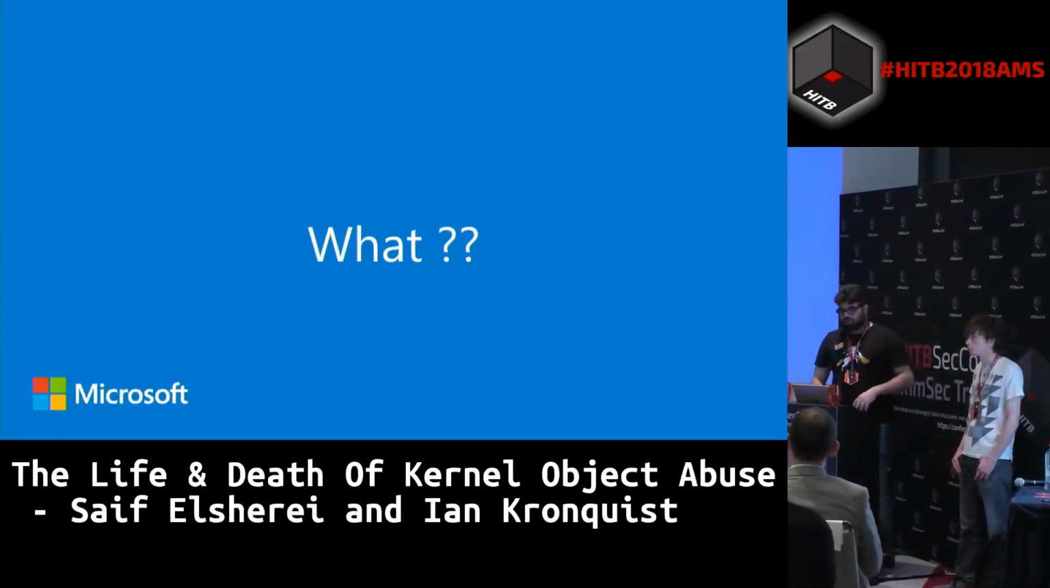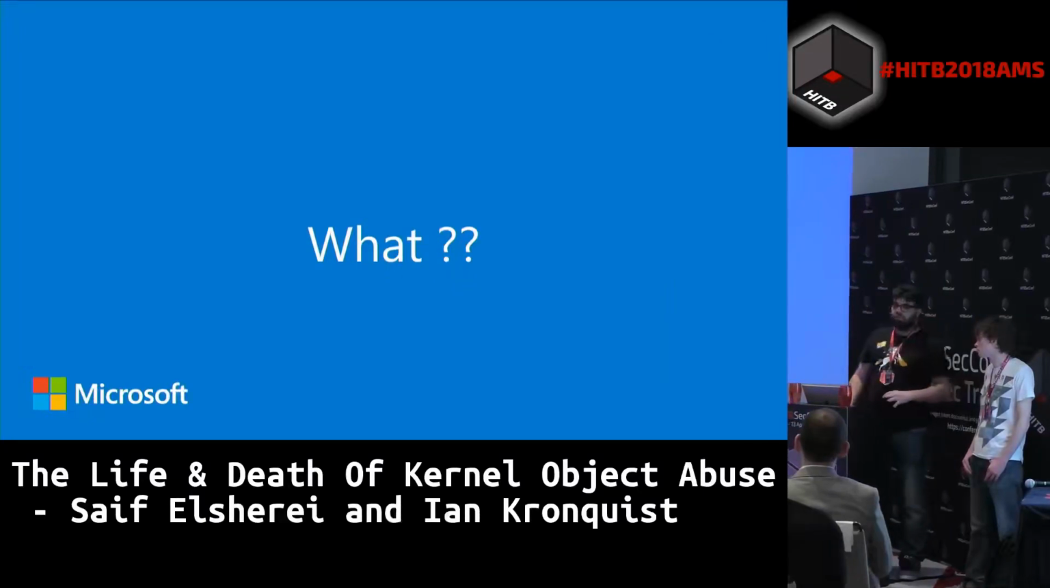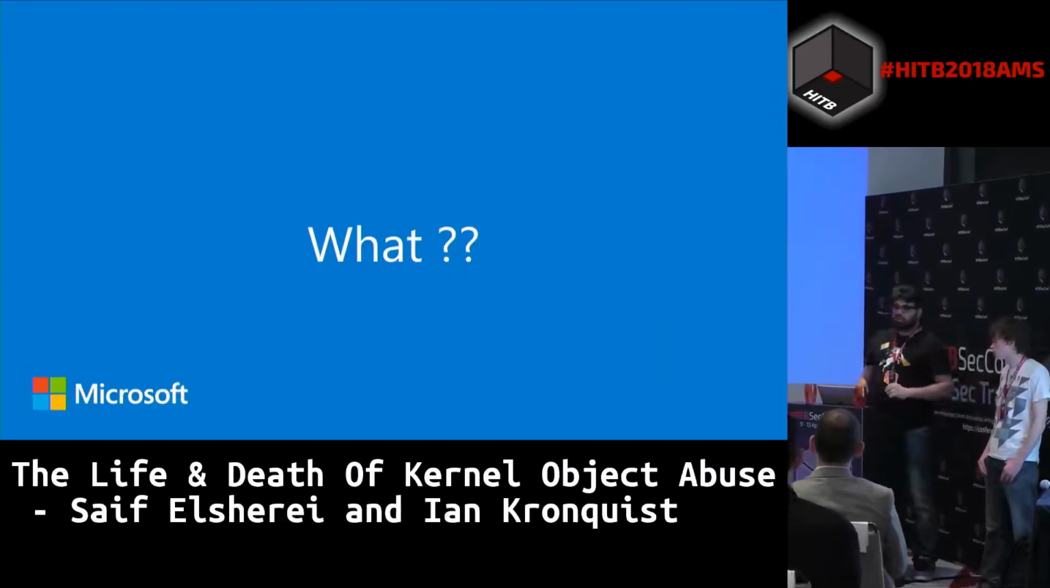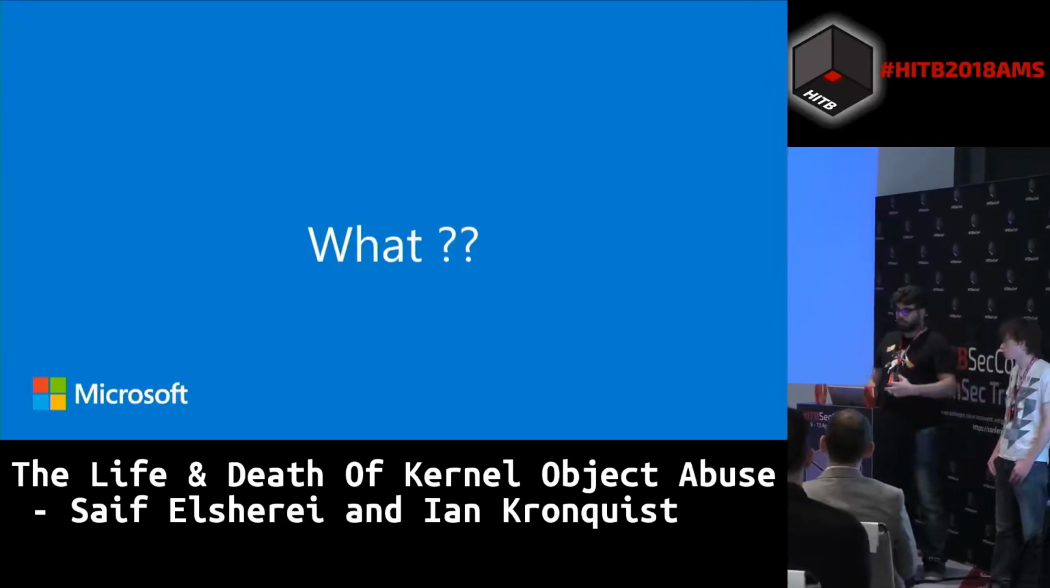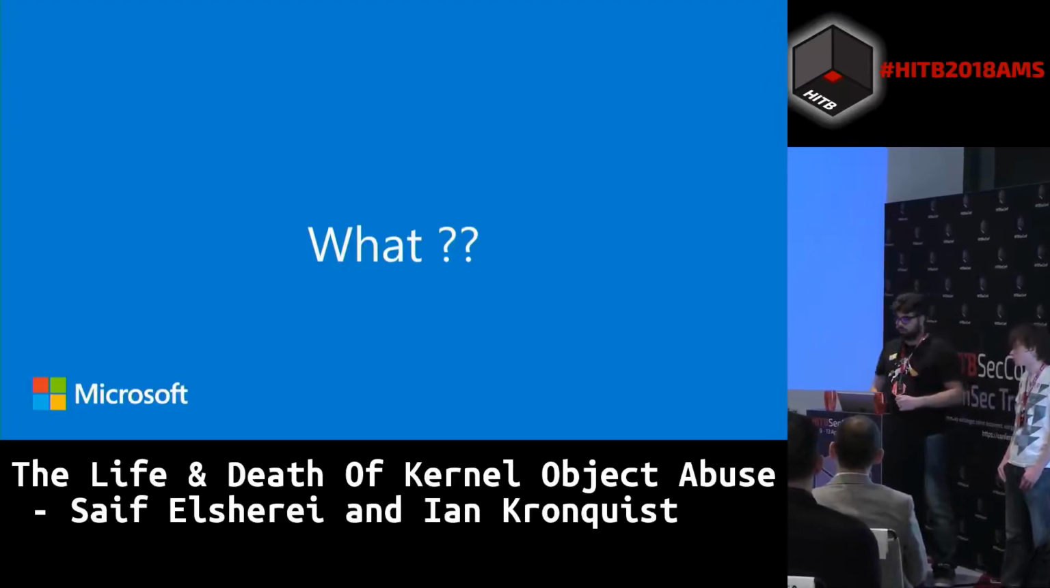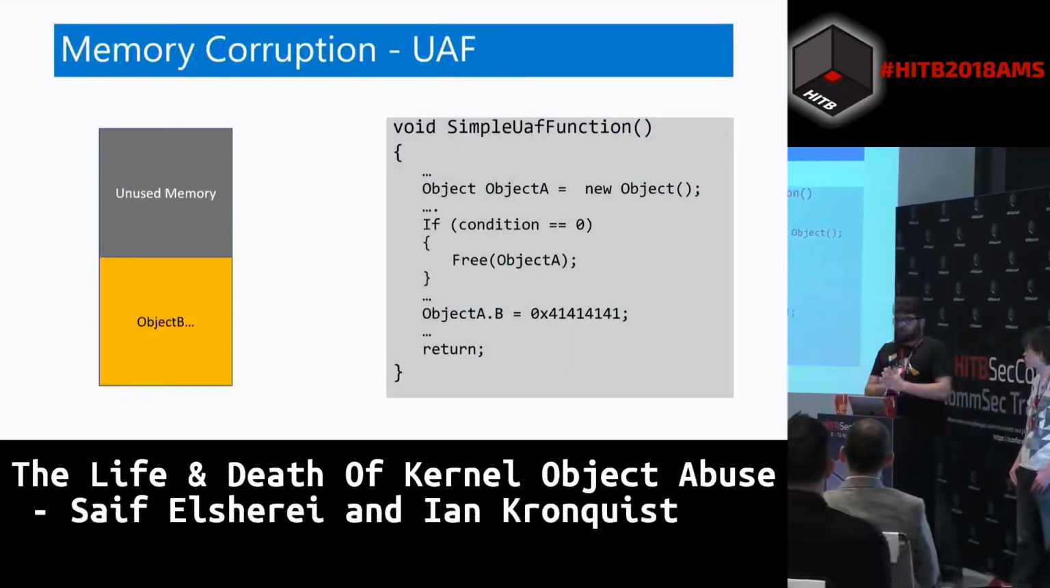Which moves us to the what. We're going to go through a simple intro into memory corruption bugs, several types of memory corruption bugs, and then explain in detail what object abuse is and how we can abuse these kinds of memory corruption. Starting with a simple UAF.